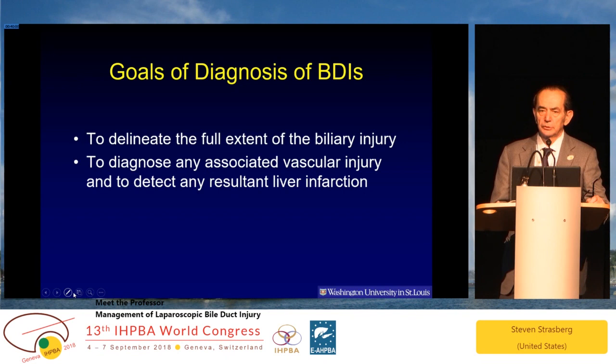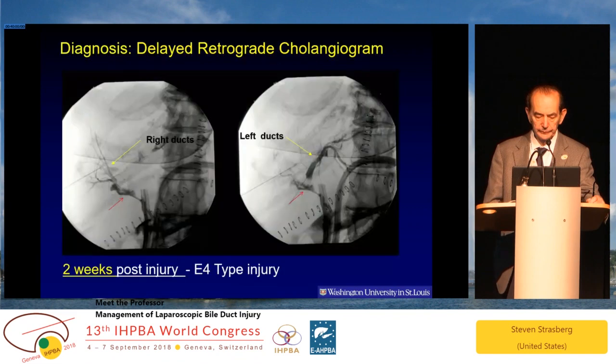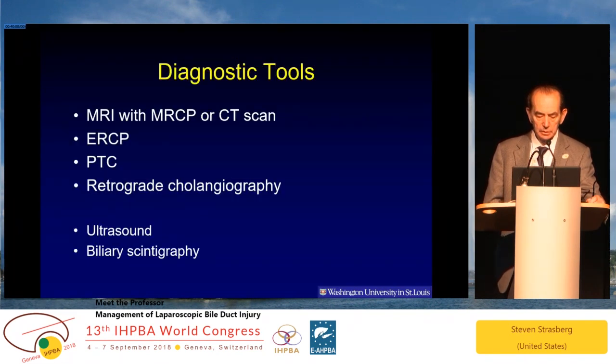And doing a repair and leaving out a duct that isn't repaired means, in most cases, another operation to fix that. Also, it's extremely important to know the blood supply to the bile ducts that are left and the blood supply to the liver, how the injury has affected those things. So you need to figure all of that out before you go to the operating room, and then decide when's the right time to go to the operating room.